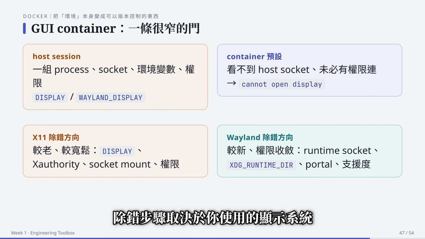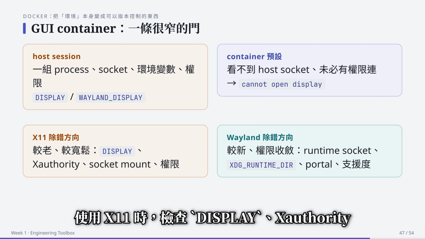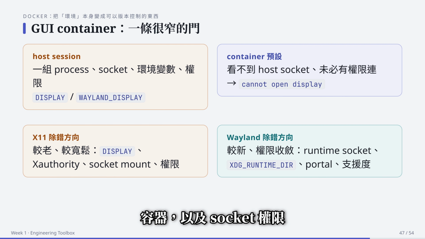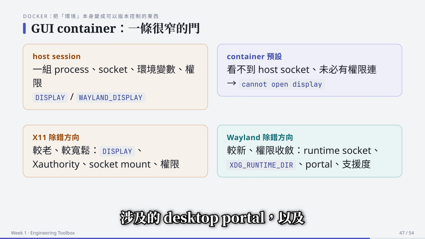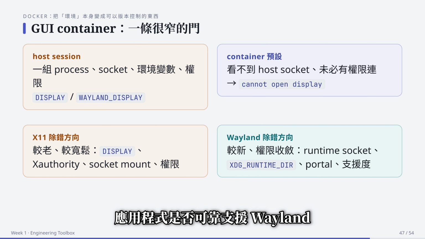The debugging steps depend on your display system. With X11, check DISPLAY, XAUTHORITY, whether the correct socket is mounted into the container, and the socket permissions. With Wayland, check the runtime socket, XDG_RUNTIME_DIR, any desktop portal involved, and whether the application has reliable Wayland support.